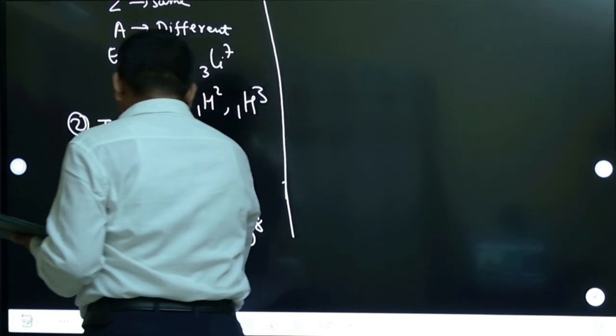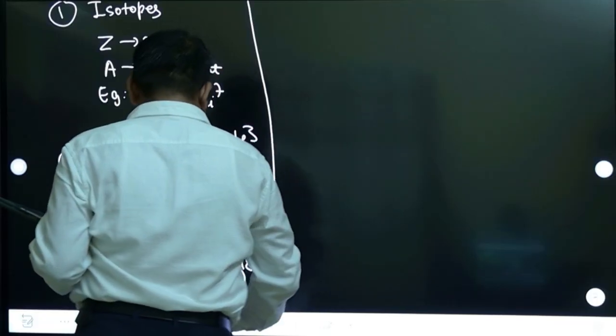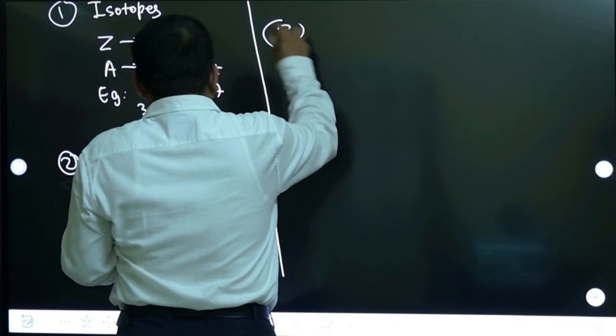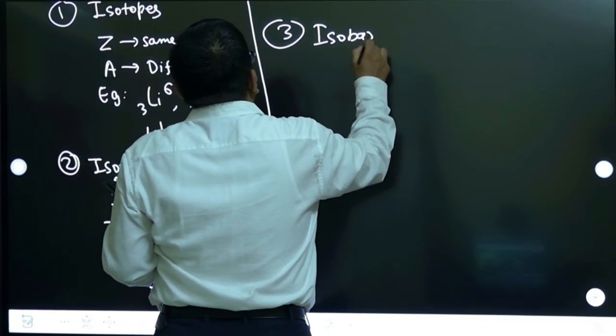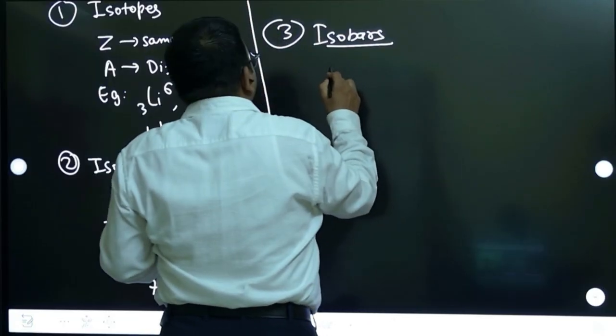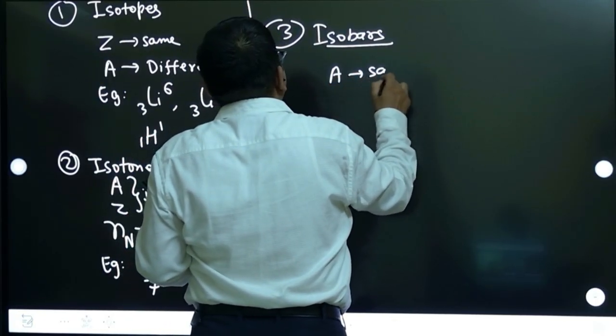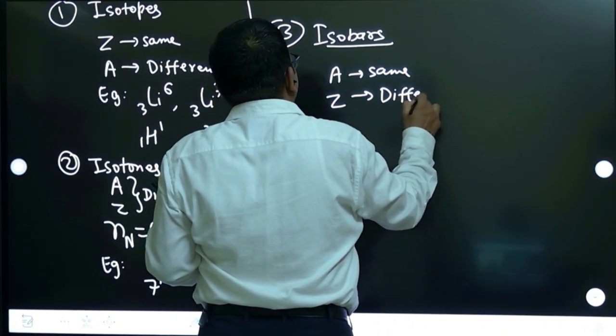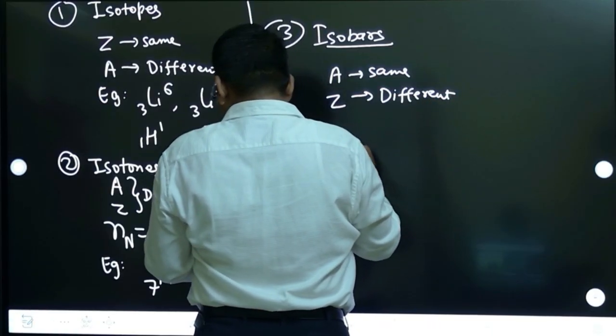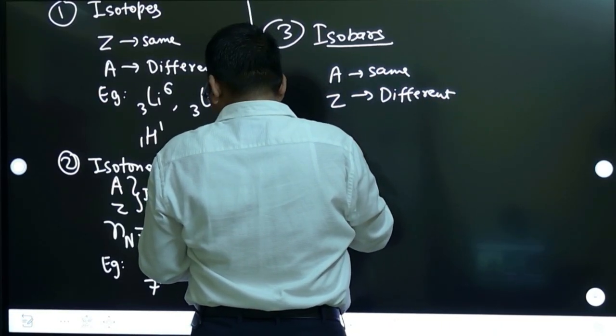Then next, third, isobars. What are isobars? They have the same mass number, atomic numbers are different. They are called isobars. Right? Take an example.